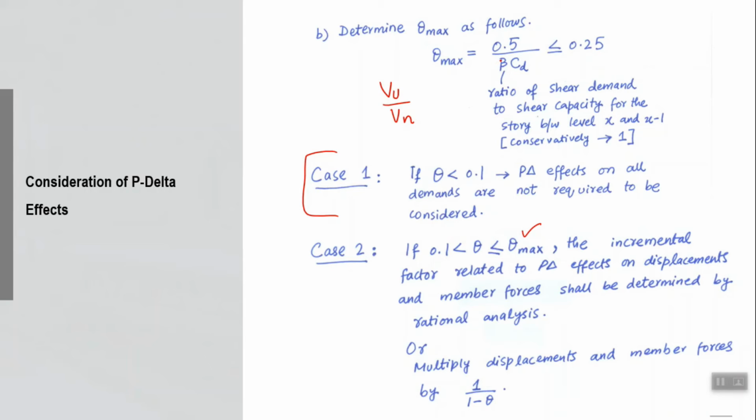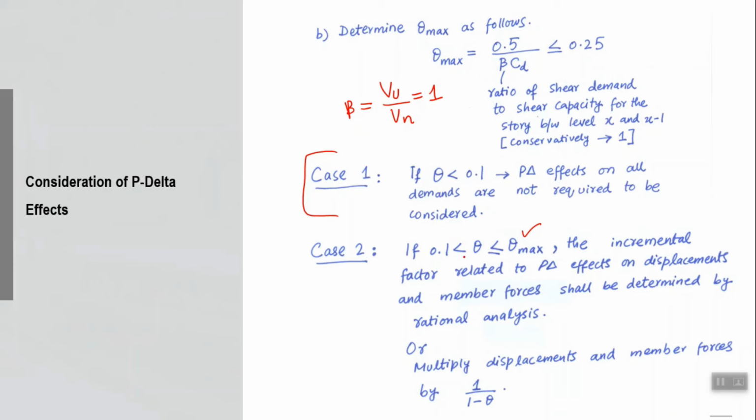Conservatively you can take this beta value equal to 1, which means that demand and capacity are conservatively assumed as equal, right? So if you want to just remain conservative, no need to calculate the actual beta, just put 1 and the CD value, and you will get a theta max.